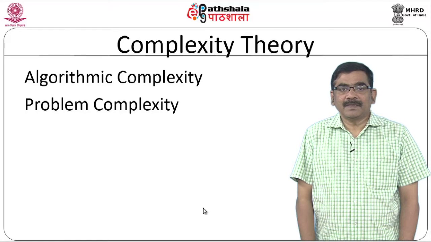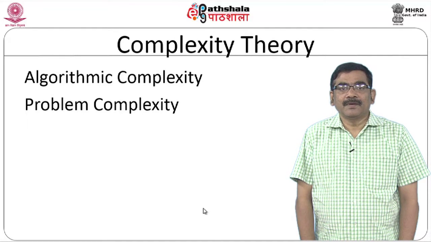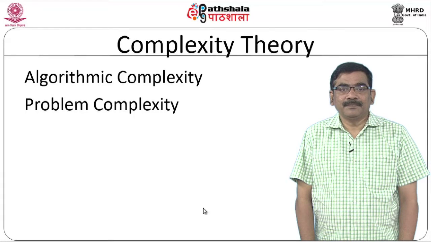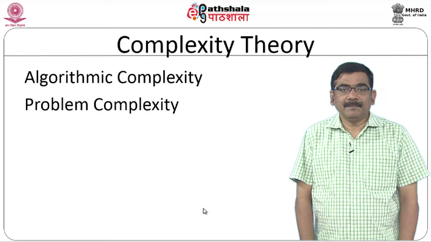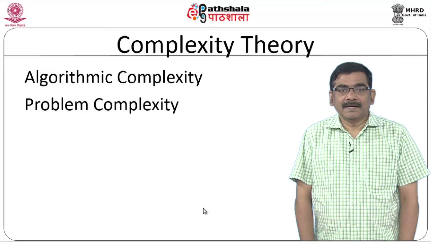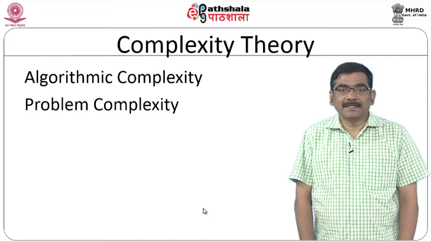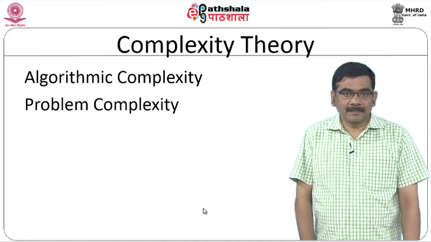For our convenience, we divide complexity into two categories. One is called algorithmic complexity, where our primary aim is to find the complexity of the given algorithm. In the earlier module, we discussed finding the input size and expressing T of n in terms of the input size. Another is problem complexity or computational complexity, where we are trying to find the complexity of the problem itself. In other words, we are trying to find the limits of the algorithm so that we can say how hard the problem is.